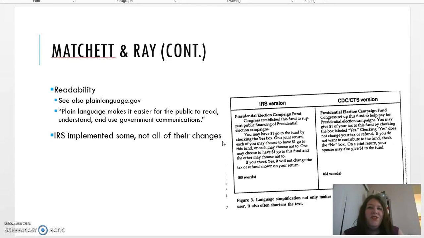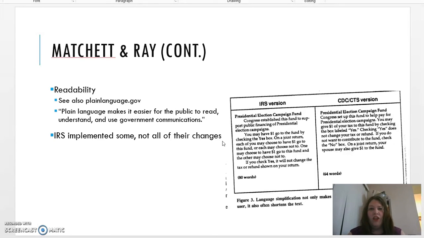Now, Matchett and Ray also talk about readability in this case study, and they try to make the information that they present more readable to the user and just something that's shorter, more concise, and that anyone, well, not anyone, but a variety of literacy levels can read. So you can see the changes from the original with the IRS. We're going from "Congress established this fund to support public financing" to "Congress set up this fund to help pay for presidential." You can see it's a little bit more relaxed.